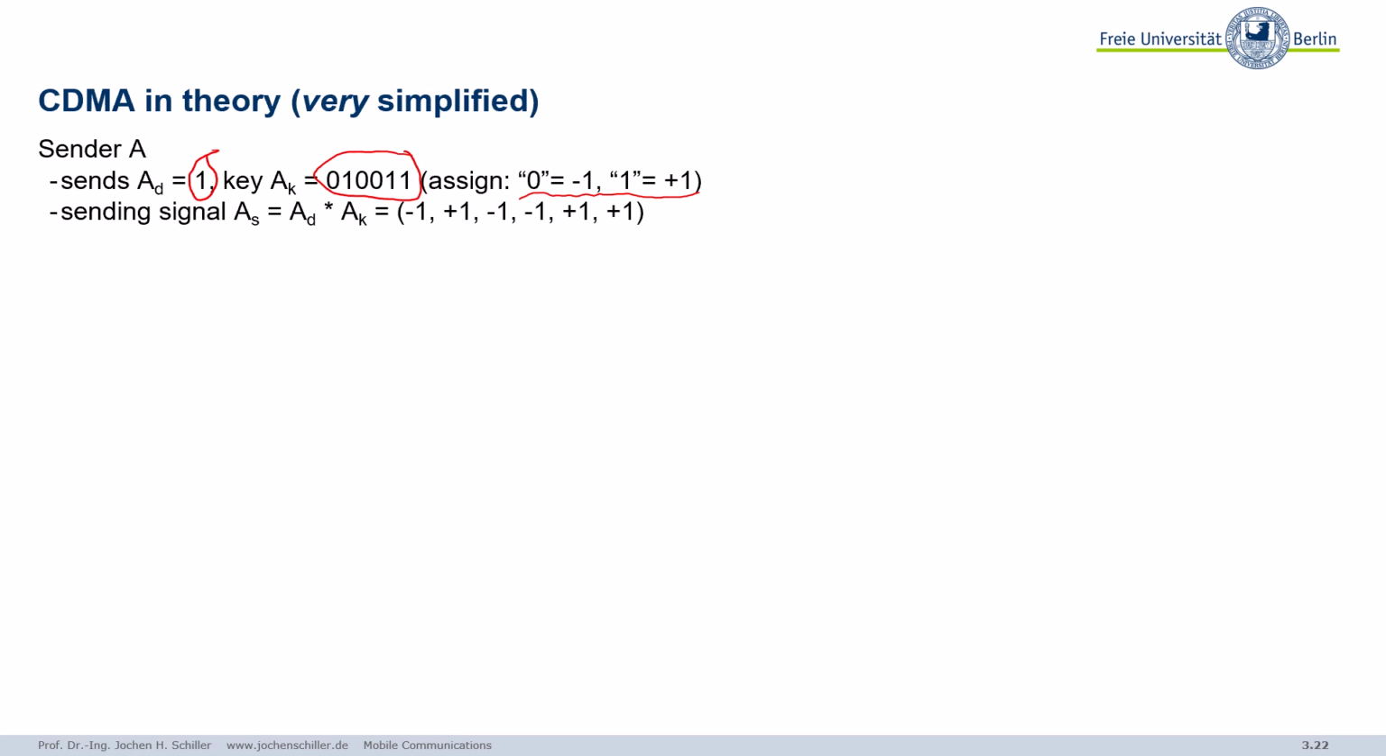Now we send a signal. That is exactly our spreading, but now with a special code. So spreading means bitwise multiplication. Now our bit is the 1. We multiply with our key. So 1 multiplied by -1 equals -1, etc. So the resulting vector, our signal, is -1 +1 -1 -1 +1 +1. So the spreading factor in this case is 6.